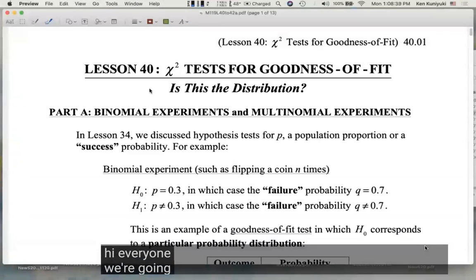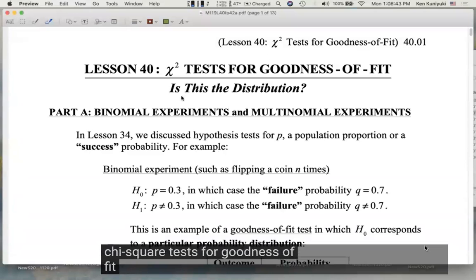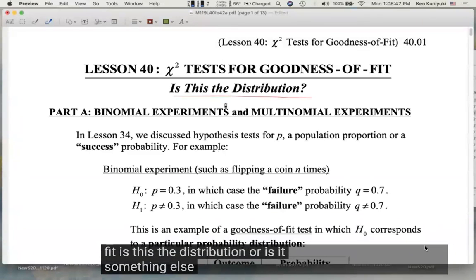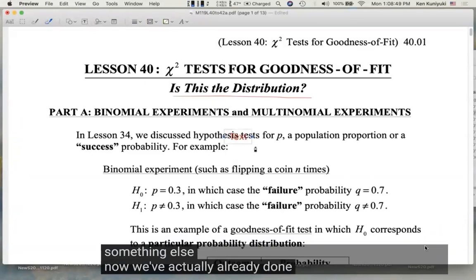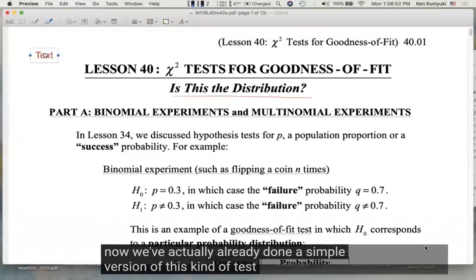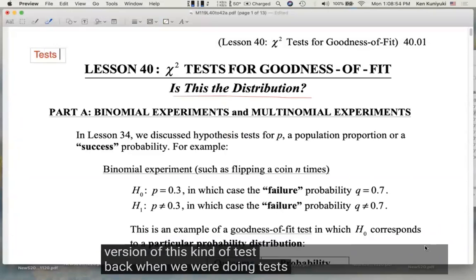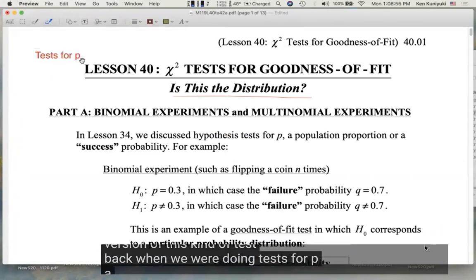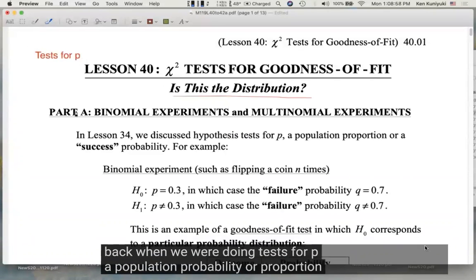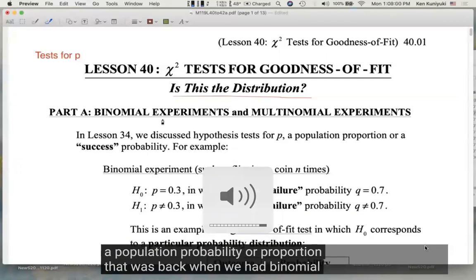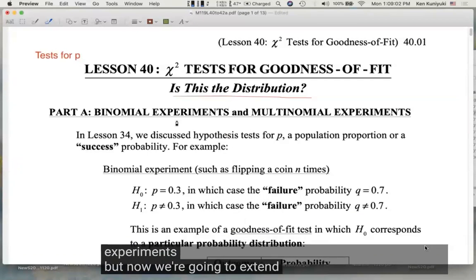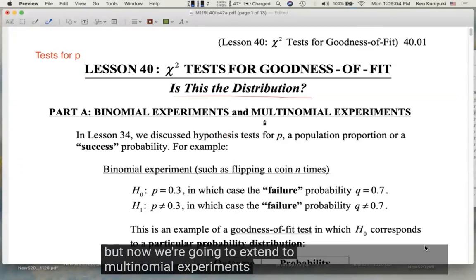Hi, everyone. We're going to do lesson 40 on chi-square tests for goodness of fit. Is this the distribution, or is it something else? Now, we've actually already done a simple version of this kind of test back when we were doing tests for P, a population probability or proportion. That was back when we had binomial experiments. But now we're going to extend to multinomial experiments.